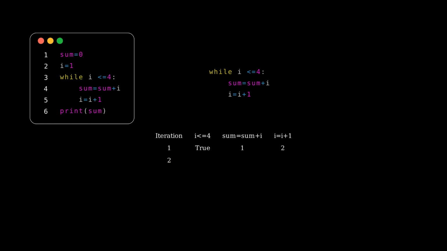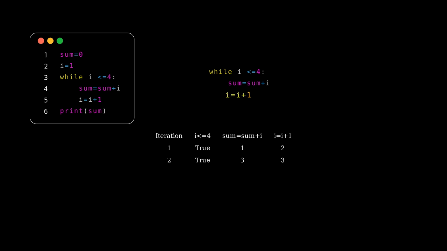Now in the second iteration, i will be checked whether it is less than or equal to 4. Again it is true. So what will happen? Sum is equal to sum plus i will get executed. It means 1 plus 2 and that would be 3. Now i will be incremented by 1 and it will become 3.